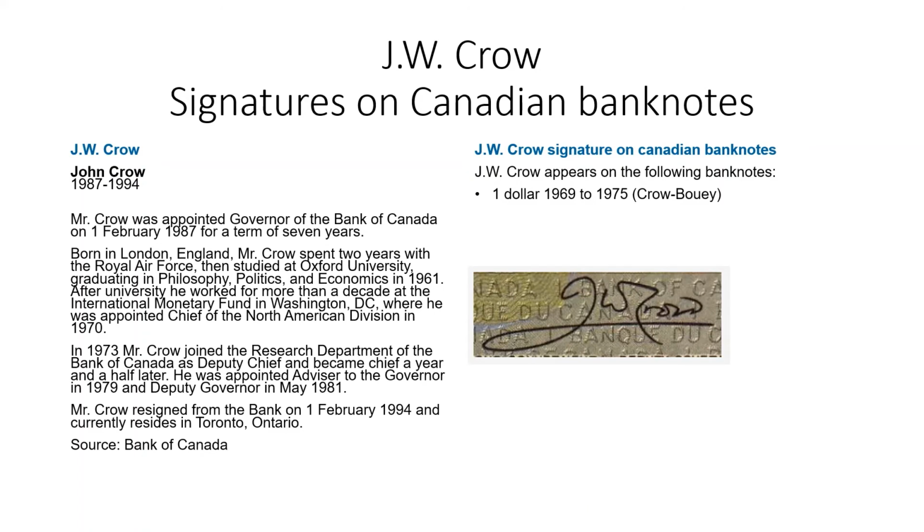Our next signature is of John Crow. He was appointed governor of the Bank of Canada in 1987 to 1994. But in the research I see, it says that he did sign some of these notes, 1969 to 1975. So I guess he must have been just on the governing board. It says in 1973 he was in the research department. So I guess maybe that's one that might be a little bit more rare to find. I guess we'll find out. If we do find some, then we'll dive into it a little bit deeper.